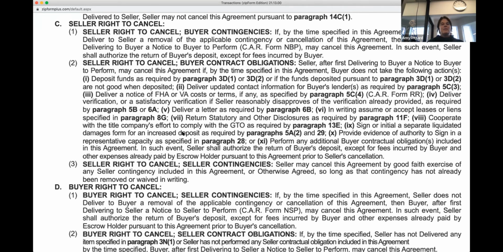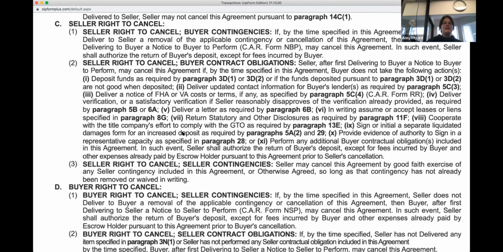Deliver verification or a satisfactory verification if seller reasonably disapproves of the verification already provided as required by paragraphs 5B or 6A. Deliver a letter as required by paragraph 6B. So that's all falling underneath the lender pre-approval and the loan application process. In writing, assume or accept leases or liens as paragraph 8G. Return statutory or other disclosures required by paragraph 11F.